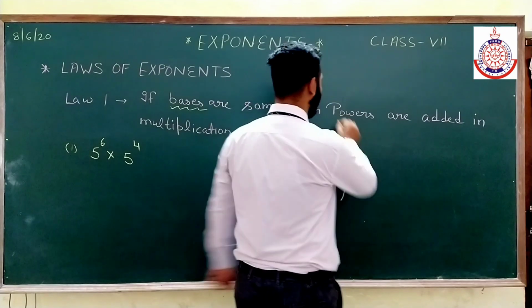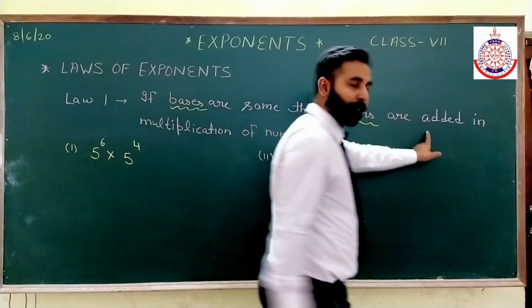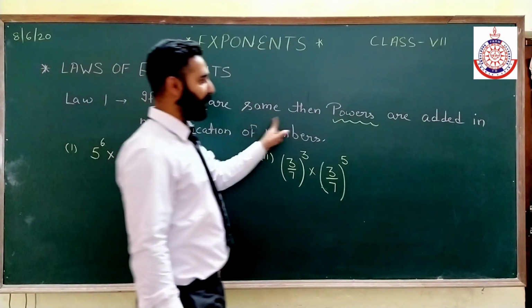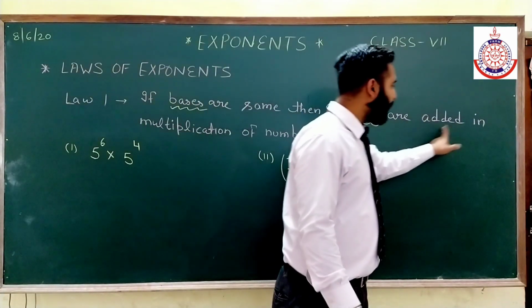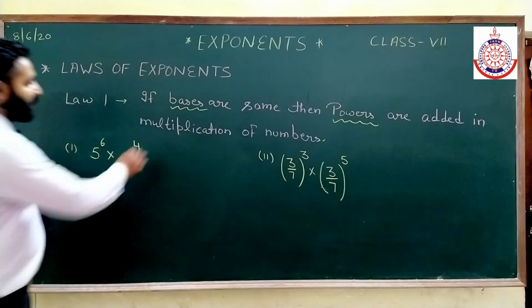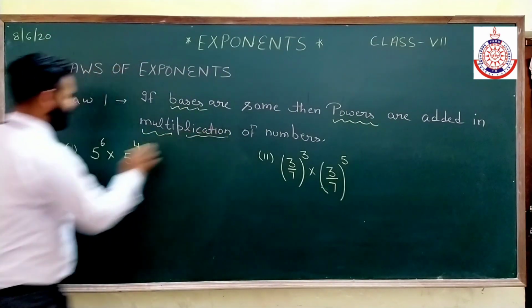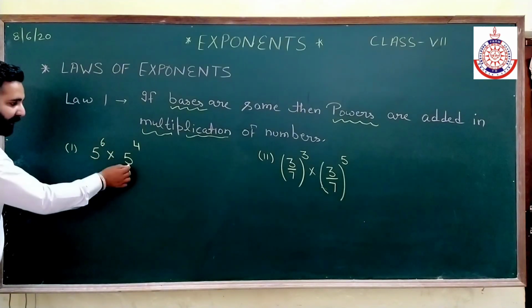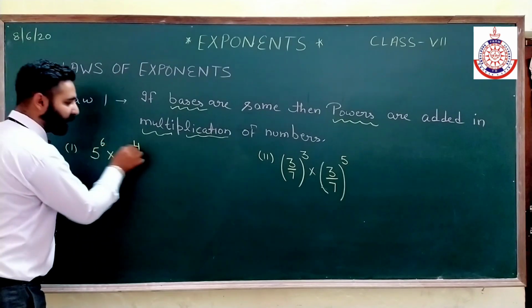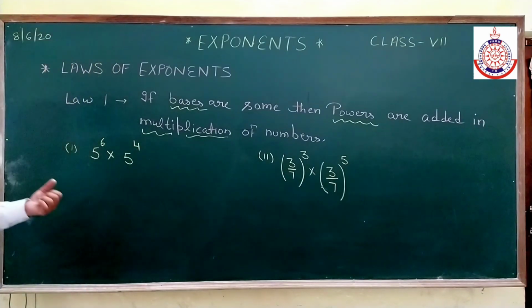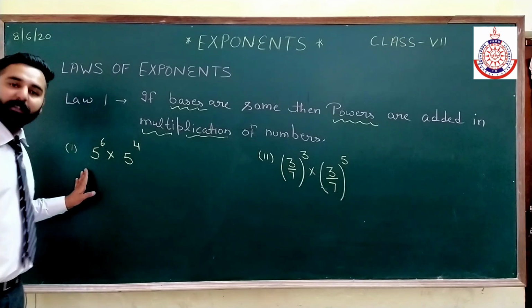then powers are added. What does it say? If bases are same, then powers are added in multiplication. Means if the numbers are in multiplication and bases are same, then we have to add the powers. This is the statement of the first law. Let us understand this with the help of an example.